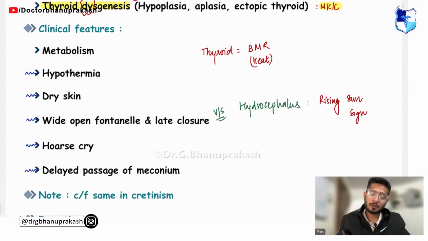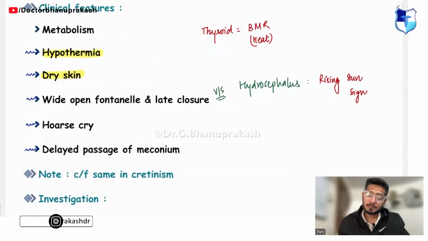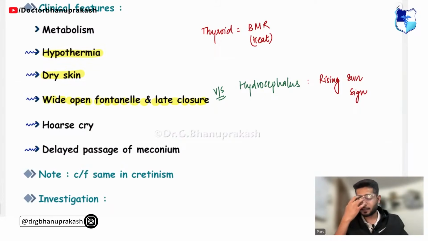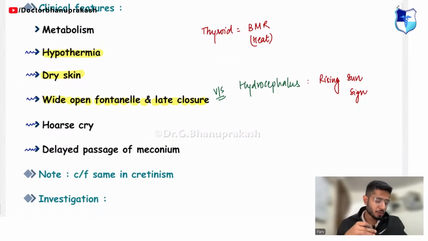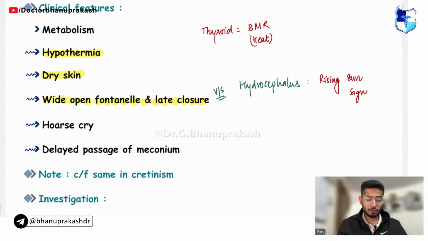So if there is no thyroid, there will be hypothyroidism, there will be dry skin. Please remember this is important: a wide open fontanelle and a late closure. Of course, there will be delayed passage of meconium as well, because the thyroid is responsible for metabolism, and if the metabolism is not functioning properly, the food particles will not be broken, and if they are not broken, they are not going to go down. So that's why there will be delayed passage of meconium.